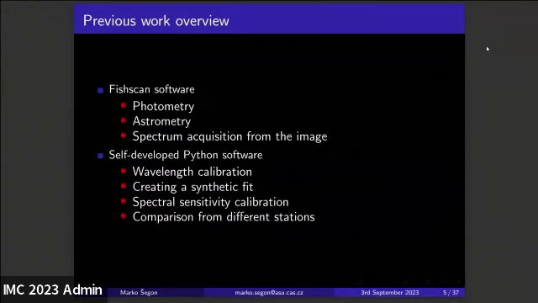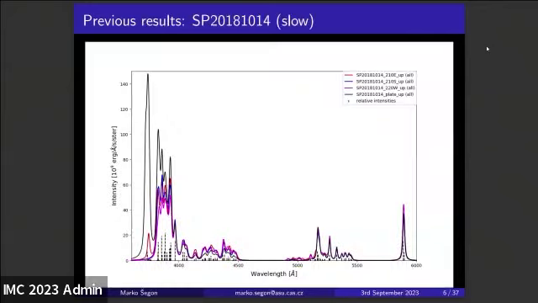Last year, I gave you a full rundown of the analysis process that we are using to both acquire and analyze our spectra. The first part, including photometry, astrometry, and spectrum acquisition from the image, is done in the FishScan software developed by Dr. Borovička, while the subsequent steps of the analysis are done in the Python codes which I've developed over the past few years. Unfortunately, both of those software aren't commercially available yet. My Python codes might become open source by the end of my study when I test them out thoroughly, so that's maybe something to look forward to.